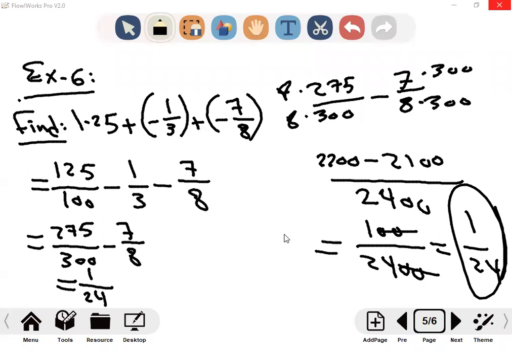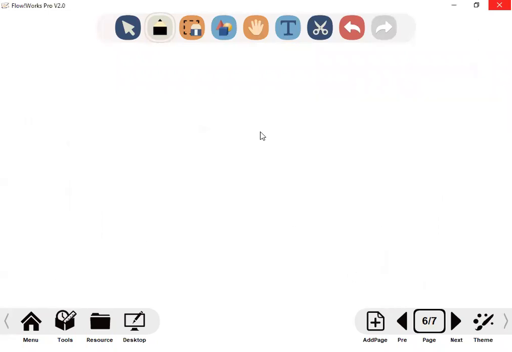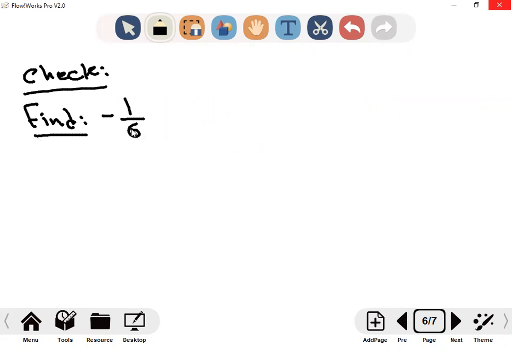Okay, guys, ya habibi. Let's do the check. After example 6, we have the check. Let's do it as Syria. We are on page 190. Find negative 1 over 6 plus 0.20, plus or minus plus 2 and 5 over 9.